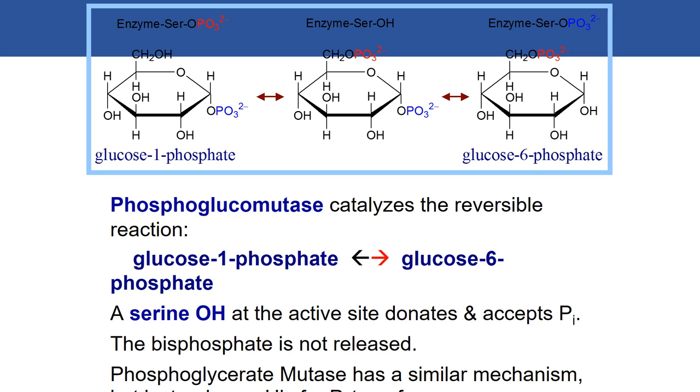Phosphoglucomutase catalyzes the reversible reaction of glucose 1-phosphate, which is what's cleaved off, to glucose 6-phosphate, and there's a serine at the active site that donates and accepts the phosphate group, and then the bisphosphate is not released, and from there this can be processed and transferred to the cell.